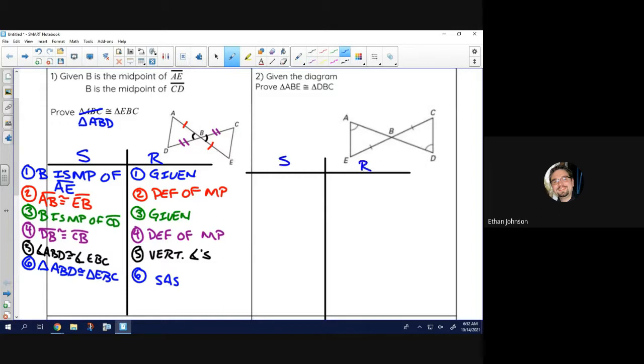Number 2, our given says diagram. Remember, whenever our given says a diagram, we look at the diagram and see what is marked congruent. So for example, I notice that angle A is congruent with angle D. I also know EB is congruent with side CB.